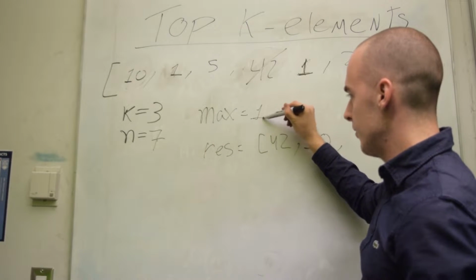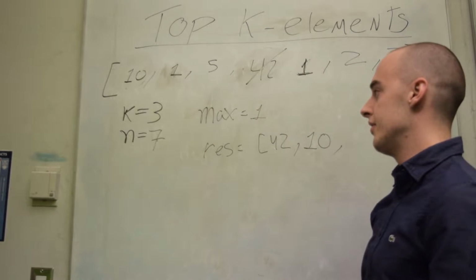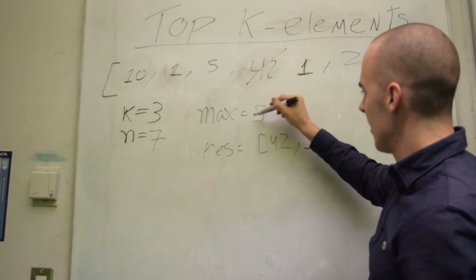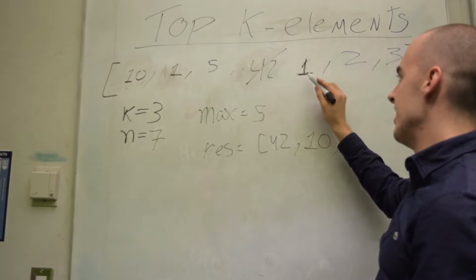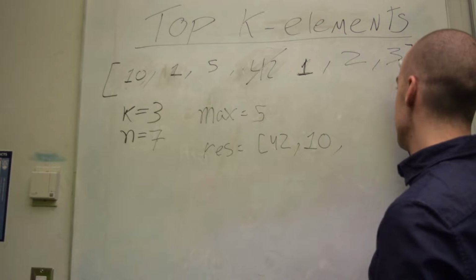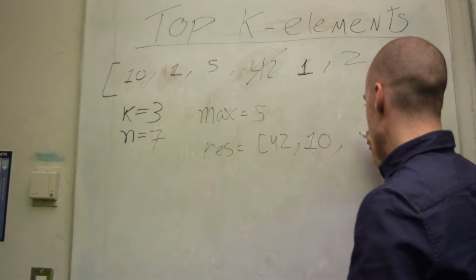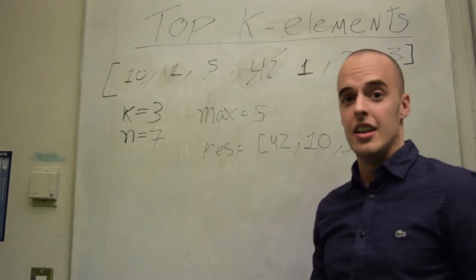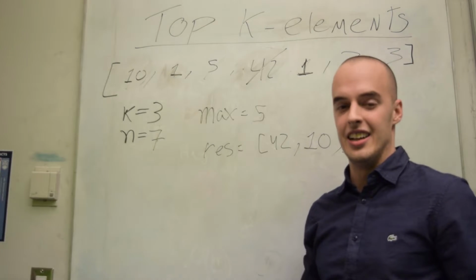Then we compare with the next one. 1 is the biggest so far. Now we see 5. 5 is bigger than 1, so we replace it. Go on to the next element. 1, 5 still bigger; 2, 5 still bigger; 3, 5 still bigger. Write it down in the response array and remove it from our array. Now we have found the top 3 elements.